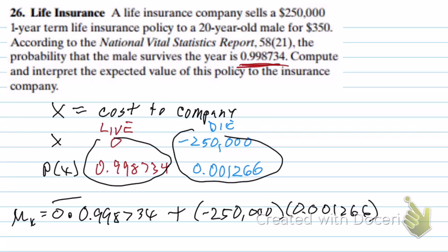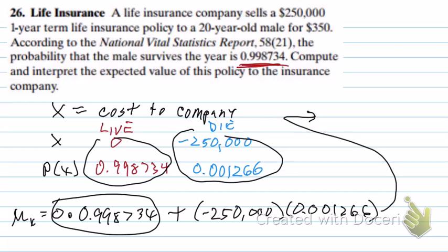I don't have to multiply these two together because I know I'm going to get 0. So what's negative 250,000 times 0.001266? Negative 316.50. Thank you. What does that mean?